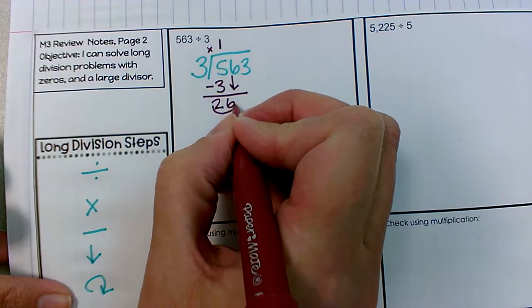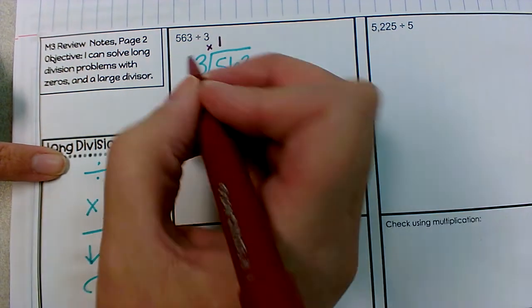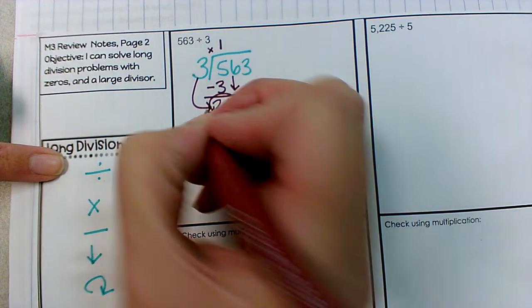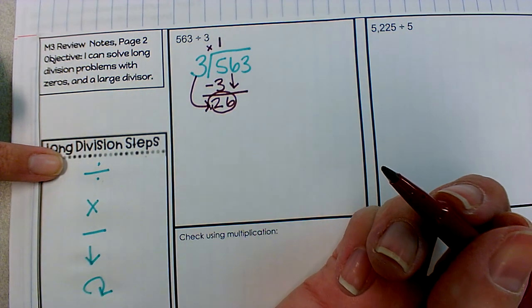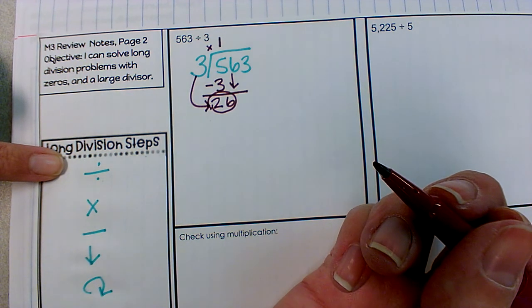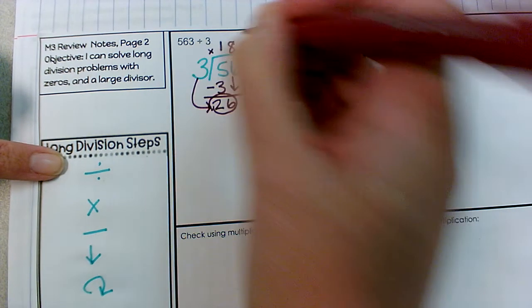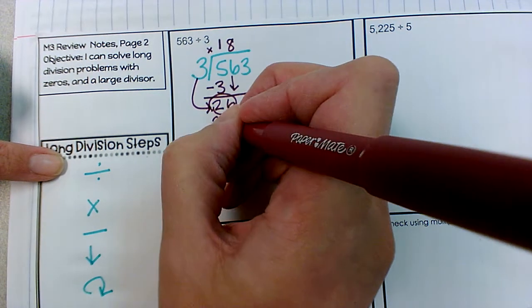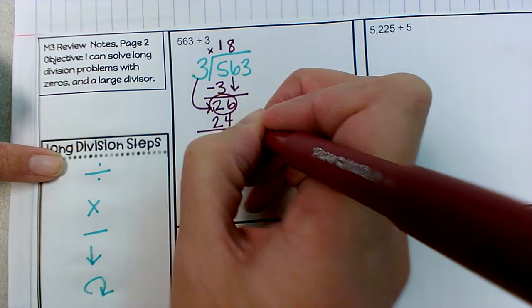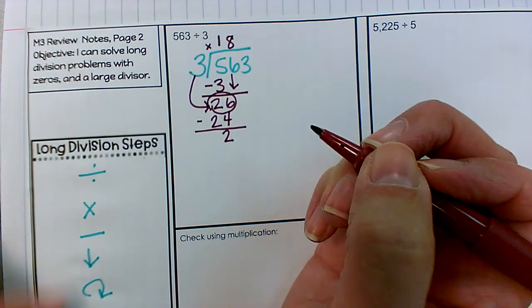My next step is to circle and start over. So I'm going to come back to the top of my list. How many groups of 3 can I make in 26? Well, I'm thinking I could make how many groups of 3 in 26? I can make 8. 8 times 3 is 24. Then I will subtract. 26 minus 24 is 2.